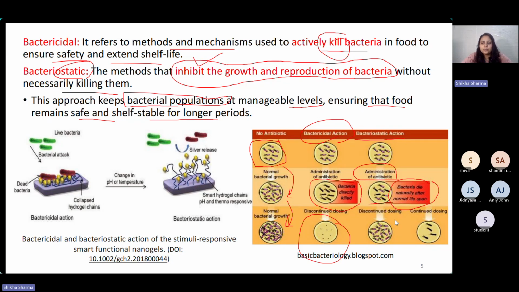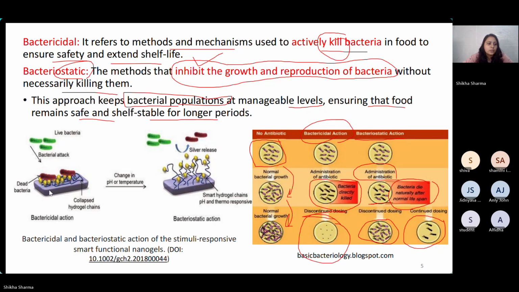So if we continue the dose, then only the bacteria population will come down, and if we discontinue the dose, then again bacteria can multiply and regain the growth, because we are here just inhibiting the growth, we are not killing the bacteria. Whereas in bactericidal, even if we are discontinuing the dose, since the bacteria is already killed, there will be no population of bacteria even after discontinuing the dose.